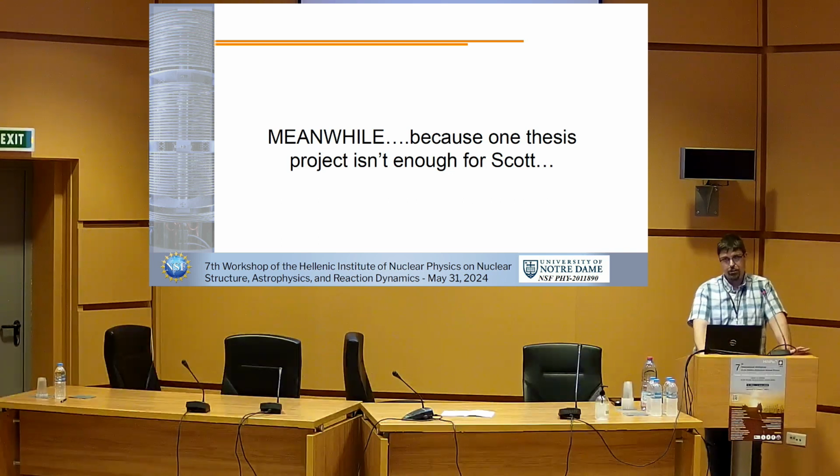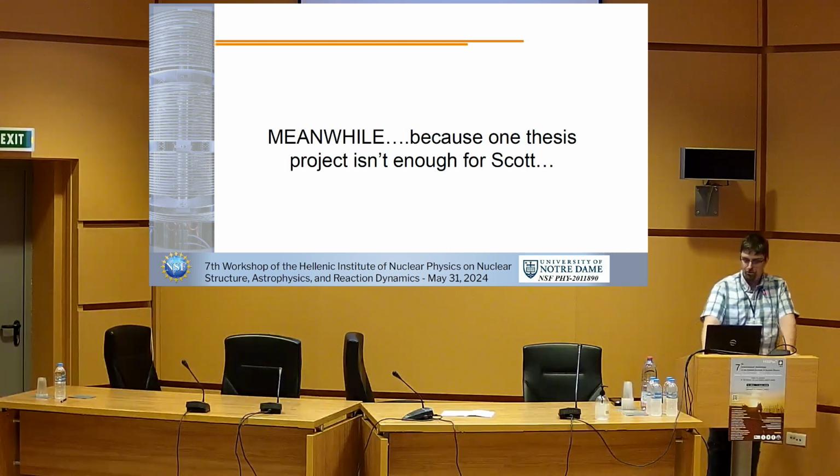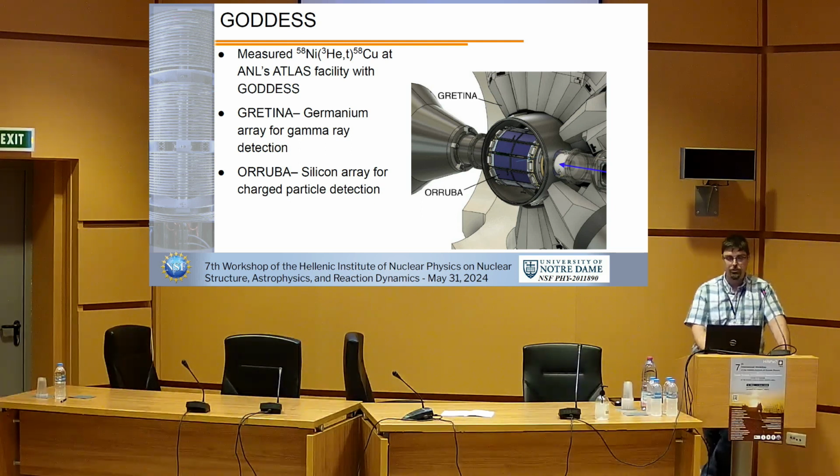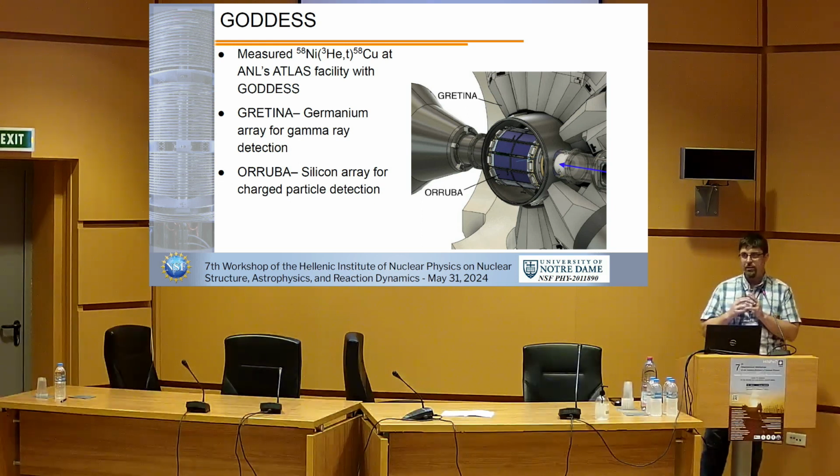But Scott is a go-getter. He wasn't satisfied with one or two thesis projects. He wanted to do another measurement. So at Argonne National Lab a couple of years ago, we did the same measurement using the GODDESS system. Now, for those who aren't familiar, GODDESS is sort of a 4-pi silicon detector array surrounded by a 4-pi germanium detector array.